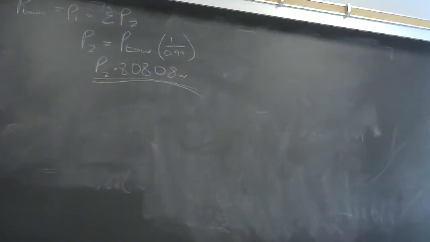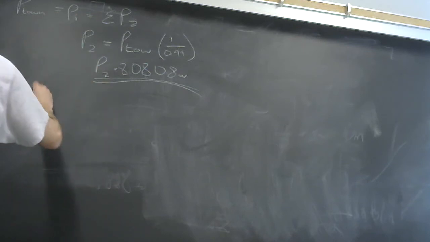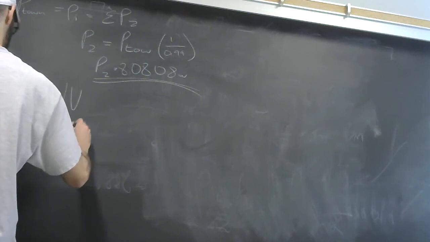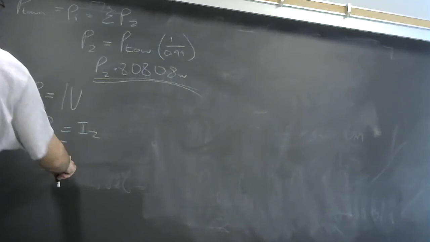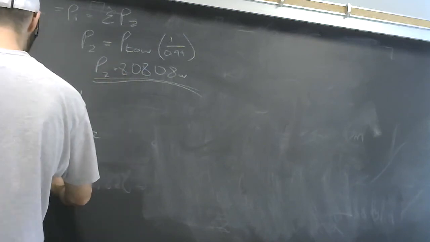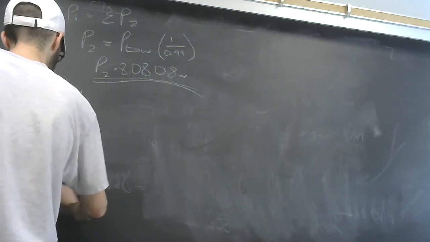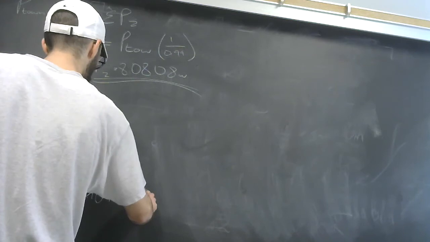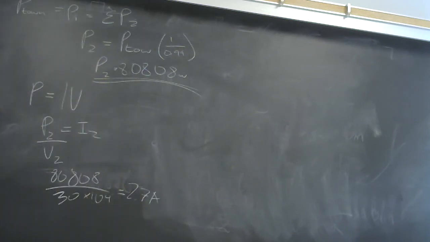With P2, P2 is when our voltage is 30,000 volts. So we can now find the current associated with P2, where P equals IV. So I2 equals P2 over V2, where V2 equals 30,000 and P2 equals 80,808. Yeah, this number. And we're just going to divide those. That equals 2.7 amps. So that's the current through the 30,000 volt system, at which point we can now find the resistor value here.